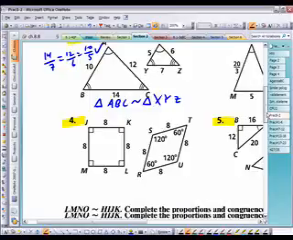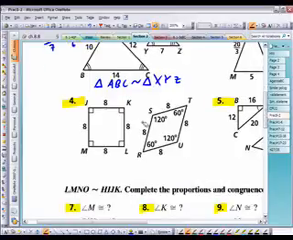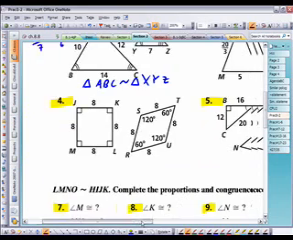For number 4, we have 8 over 8 equals 8 over 8. So the corresponding sides are proportional, but the corresponding angles are not congruent. These are all 90, these are 60s and 120s. So this would be no. The sides are proportional, but the corresponding angles are not congruent.